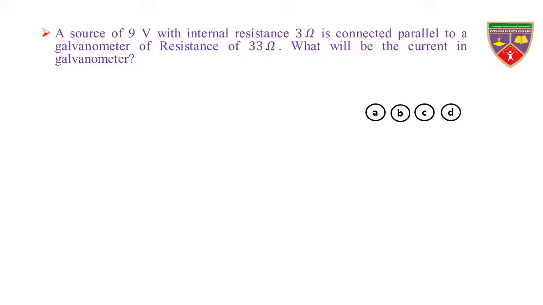A source of 9 volt with internal resistance 3 ohms is connected parallel to a galvanometer of resistance of 33 ohms. What will be the current in the galvanometer? Option A 300 milliamperes, option B 250 milliamperes, option C 200 milliamperes, option D 150 milliampere. The key is 250 milliamperes. Therefore, the correct option is B.